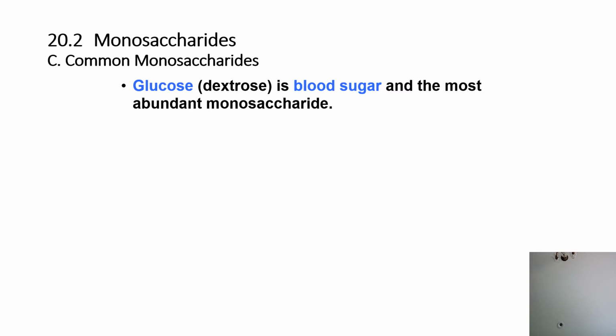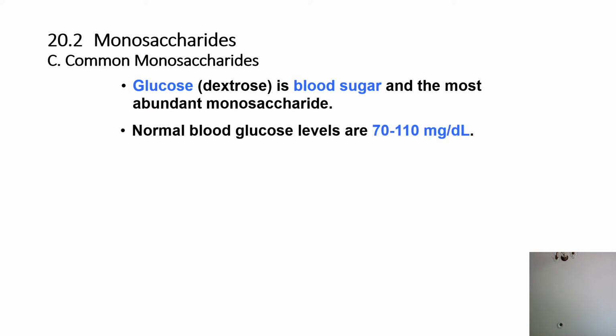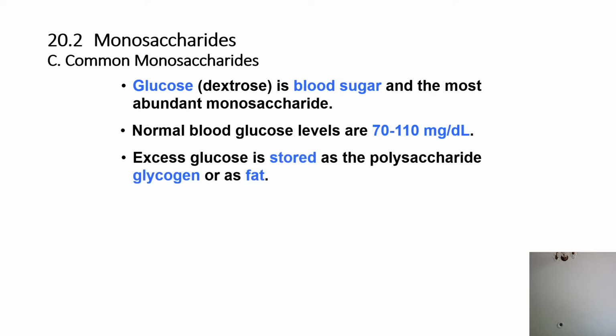Okay, so now we're going to continue our discussion of monosaccharides. We've seen the structure of glucose. It can also be called dextrose. This is the sugar found in our blood and the most abundant of the monosaccharides. Normal blood glucose levels are between 70 and 110 milligrams per deciliter. So if you go to the doctor and have your blood glucose checked, it should fall into that range.